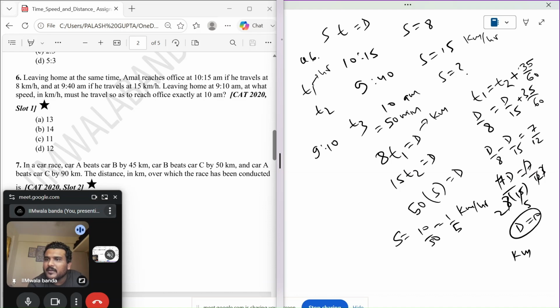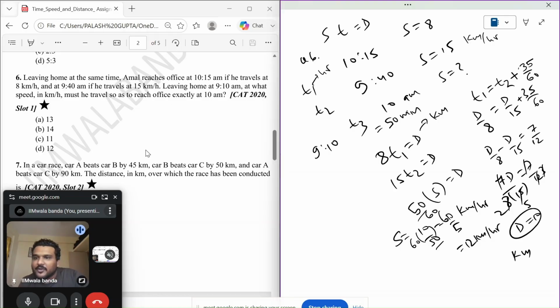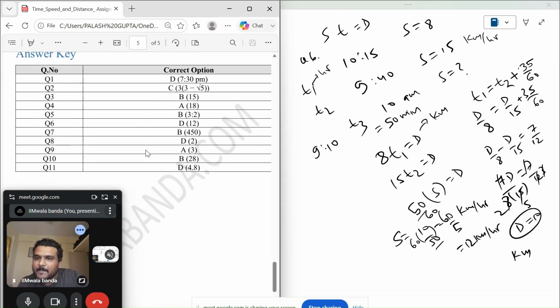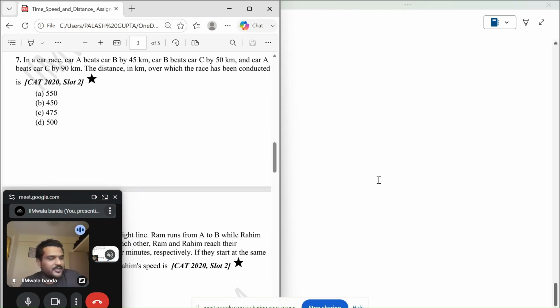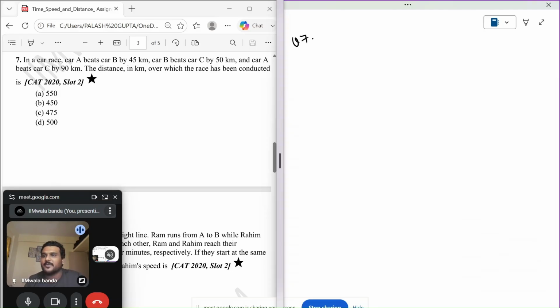At what speed must he travel to reach at 10 a.m.? 50 minutes. See, again, when you're taking 50 minutes, you have to convert it into hours. Then only this will make sense, right? So this is 50 upon 60, which will go in the numerator, so this actually becomes 12 kilometers per hour. You have to be very mindful of playing with units. Everyone makes mistakes. You have to come back to the question every time the options are not making sense.